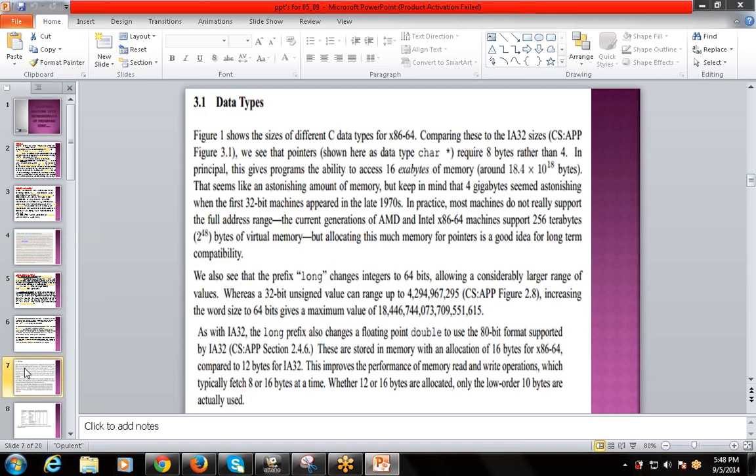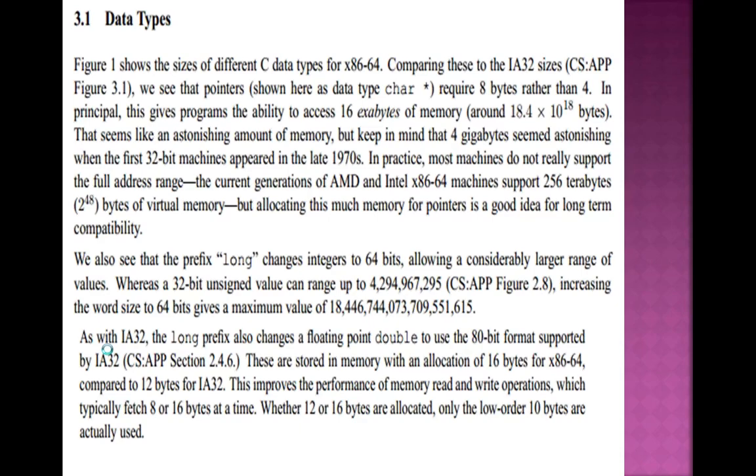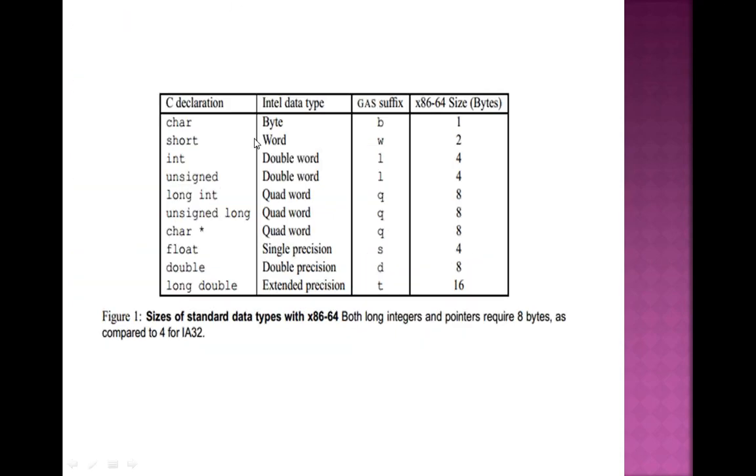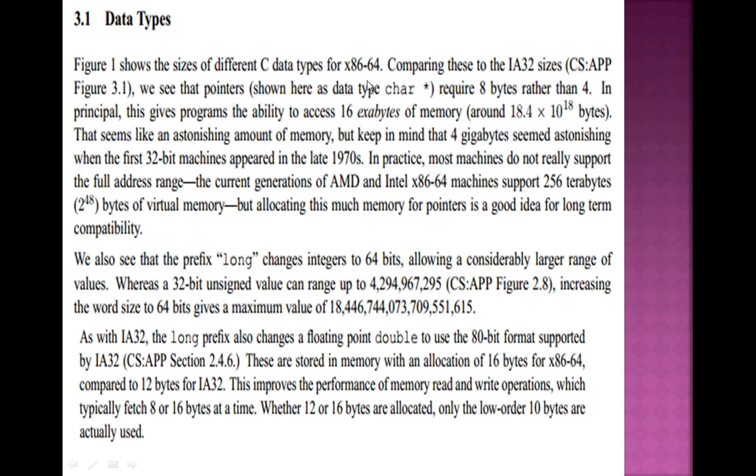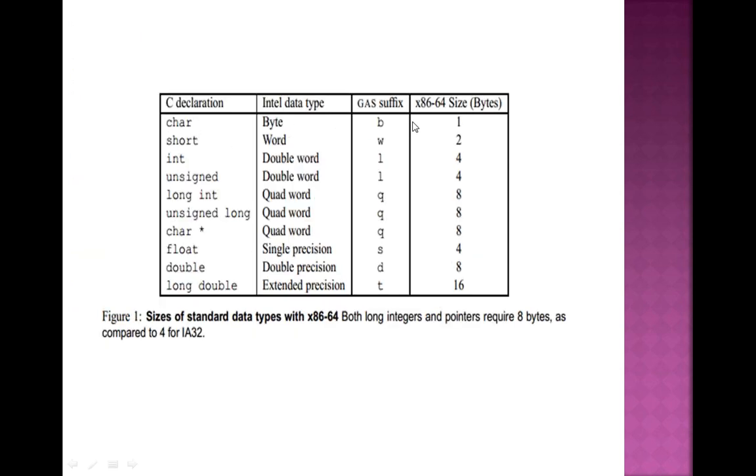Now let's see in your book what the data types are. This says figure 1 shows the sizes of data types. This is figure 1 for x86-64. This is for char 1 byte, short 2 bytes, int 4 bytes, unsigned int 4 bytes, long int 8 bytes, unsigned long 8 bytes, char pointer 8 bytes, float 4 bytes, double 8 bytes, long double 16. And these are the various suffixes. This is your Intel data type.